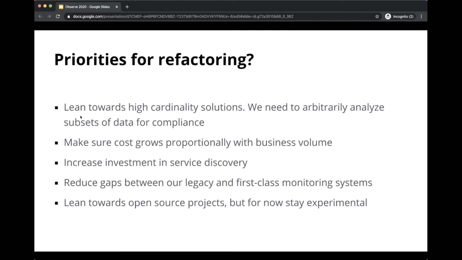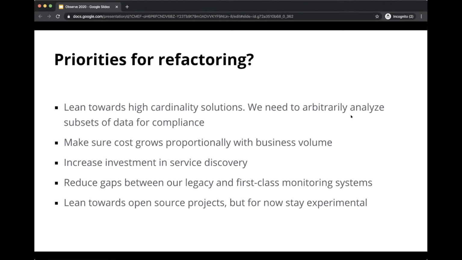We wanted to make sure that our cost grows proportionally with the business. We didn't want to just start implementing crazy solutions that were very expensive and outside the need of what we actually needed. And we wanted to make sure that we were fitting with our fixed cost plan.